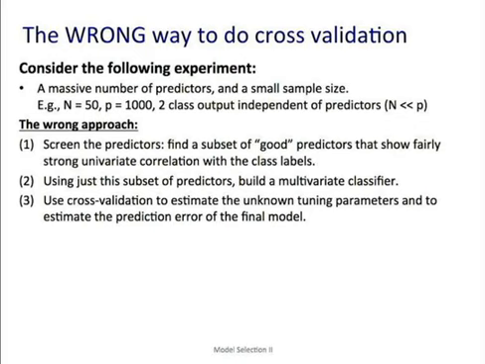So the wrong approach, this is the data set. Ideally, you're given this data set, and you don't know there's no signal in it. There's no information in the data. You don't know that, and you have to go through the process of analyzing the data. So this is the wrong approach. Number one, first of all, it's high dimensional. Screen the predictors. Find a subset of good predictors that show fairly strong univariate correlation with the class labels.